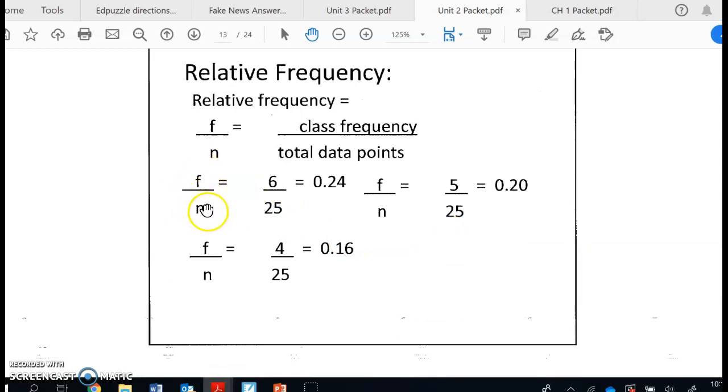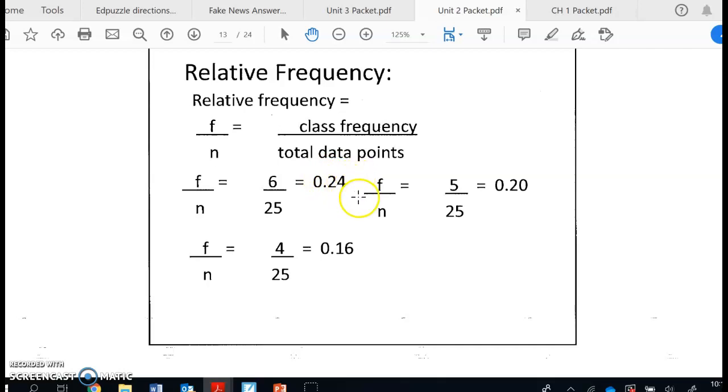So F divided by N, frequency divided by the total number. So there were 25 total numbers. And in our first class, there were 6 frequencies, 6 things that happened, 6 tallies. So 6 divided by 25 is 0.24. And then you do 5 divided by 25, and 4 divided by 25, and then you do 5 and 5 again. And you get, these are your relative frequencies.